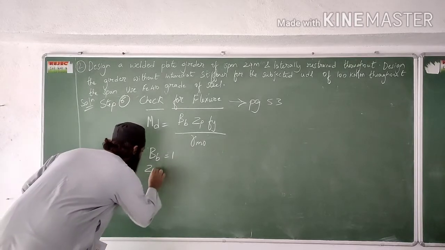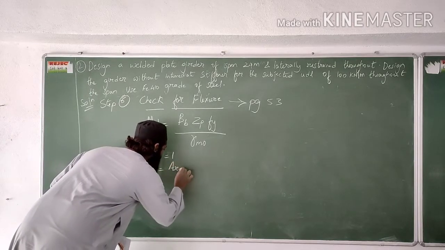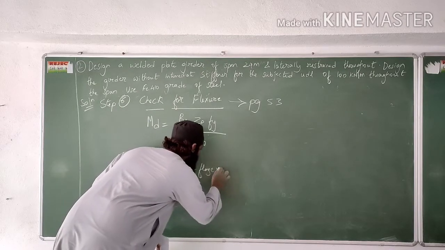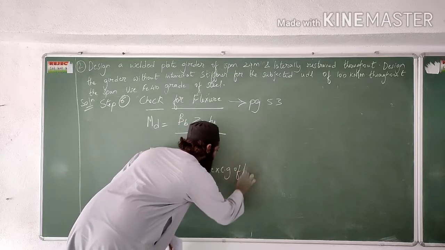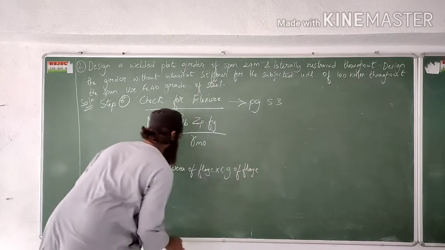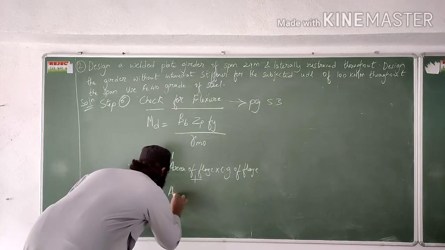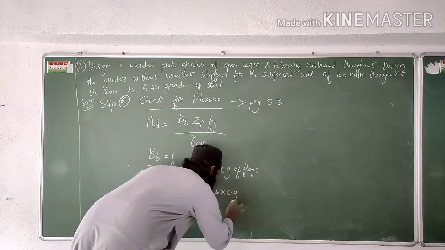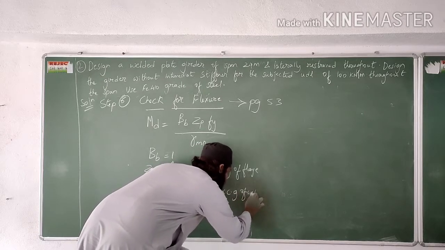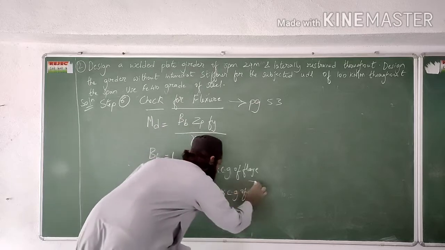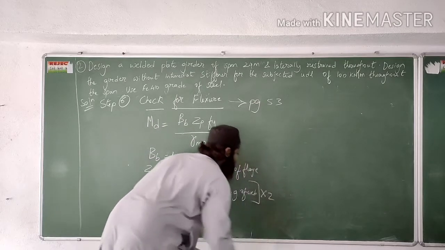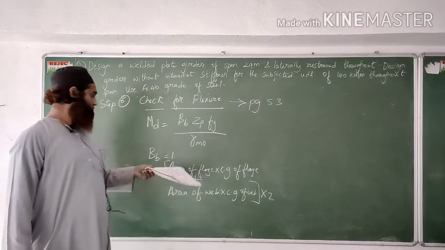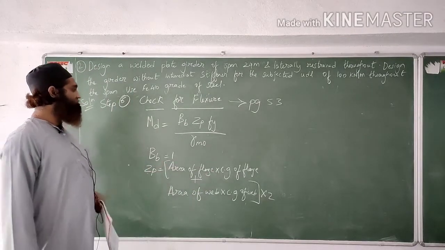Now ZP is area of flange into CG of flange plus area of web into CG of web. Now this should be multiplied 2 times. As this I section is symmetric, we'll be seeing the CG from the center, so it should be multiplied 2 times. Fy is 250.